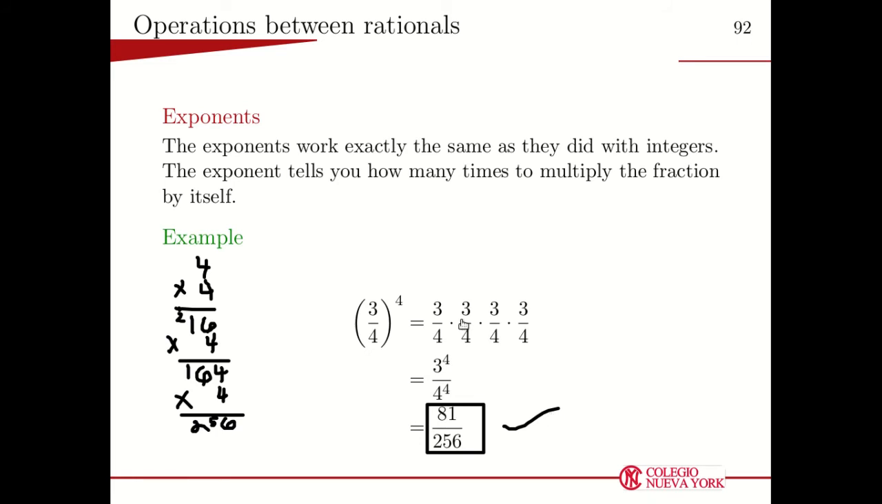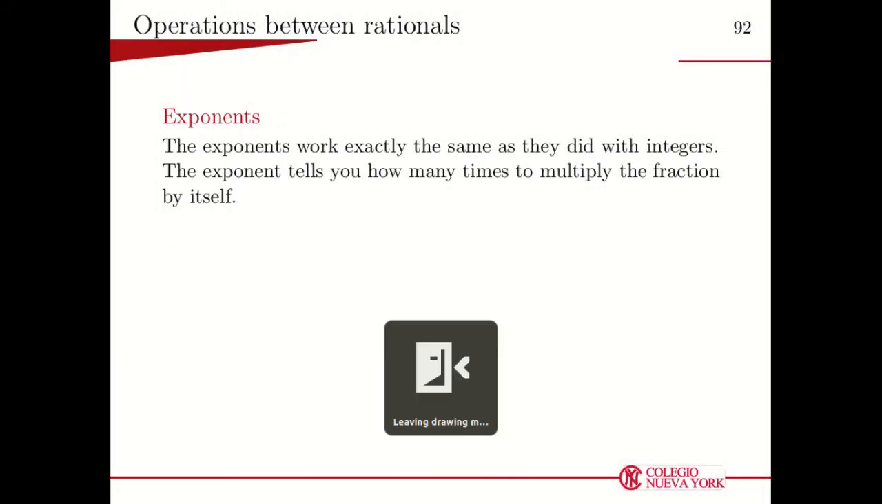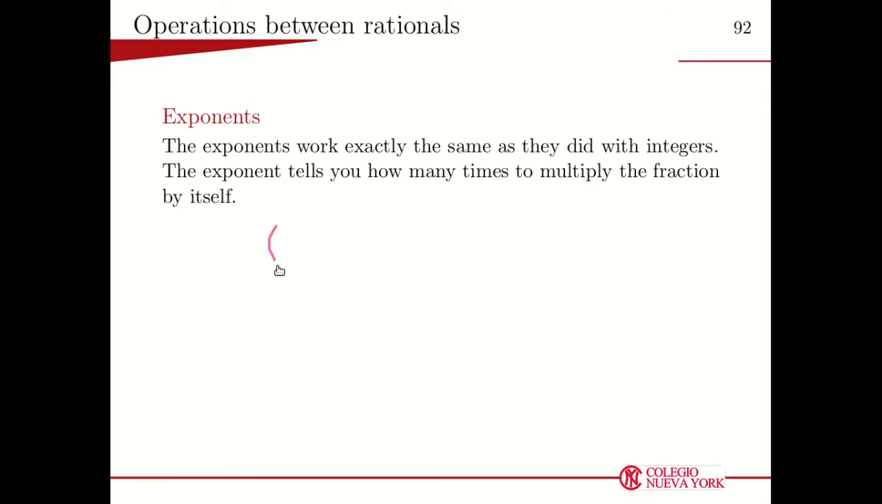Let's take a look at another example. Okay, so let's pick any random fraction. For example, let's say 3 over 2, and let's raise it to the power of 2. So again, this is super simple. The exponent is telling us that we need to multiply 3 over 2 a total of 2 times.